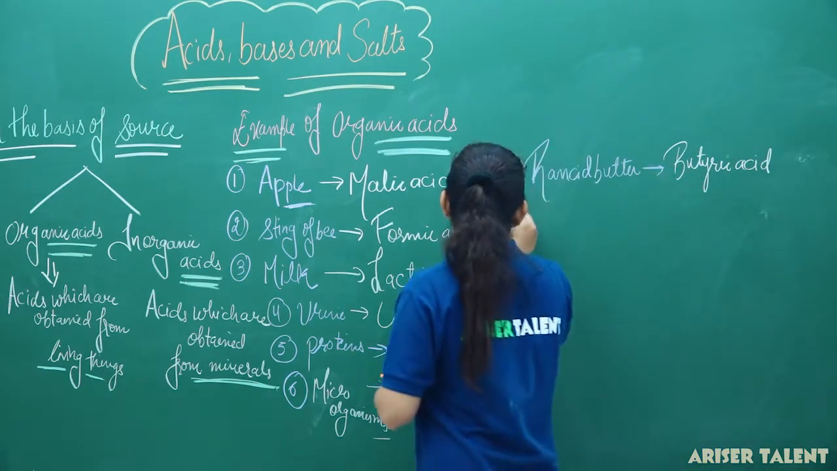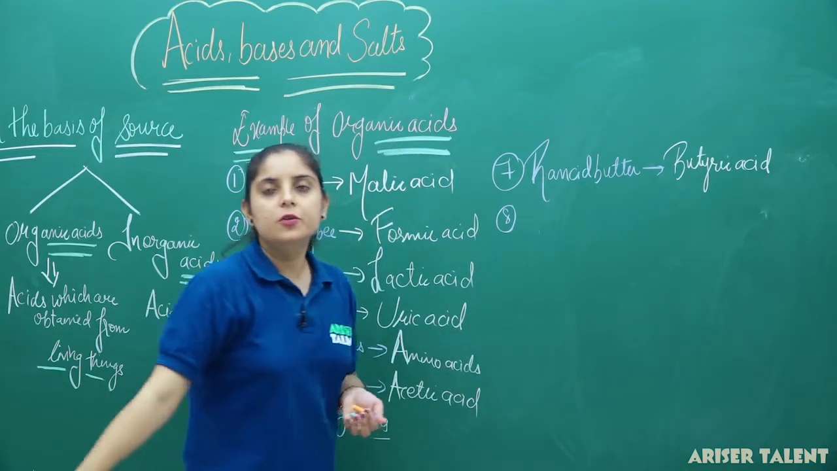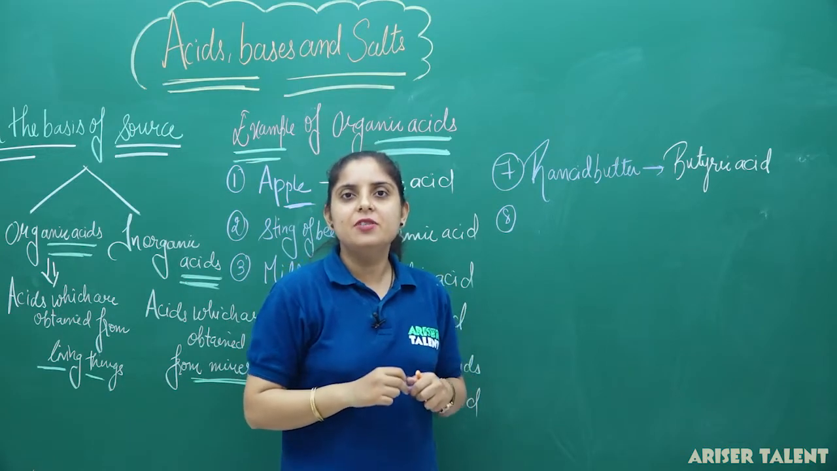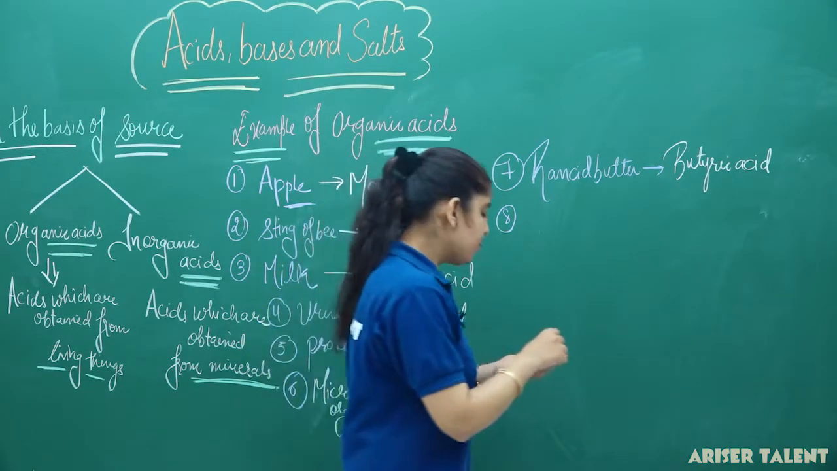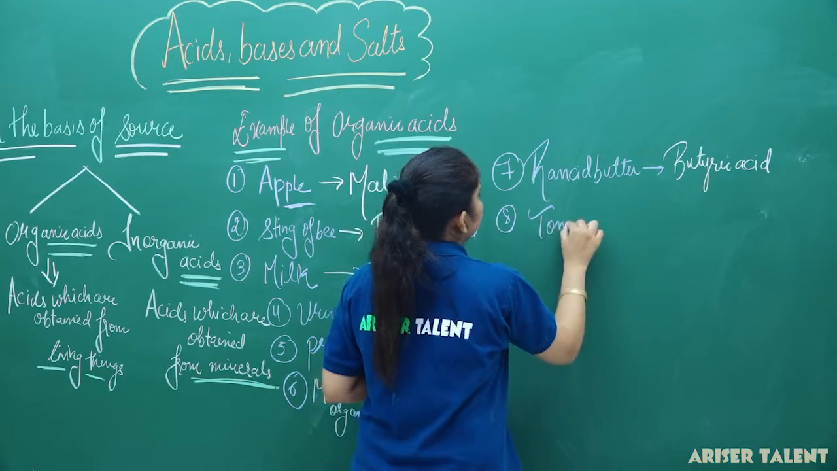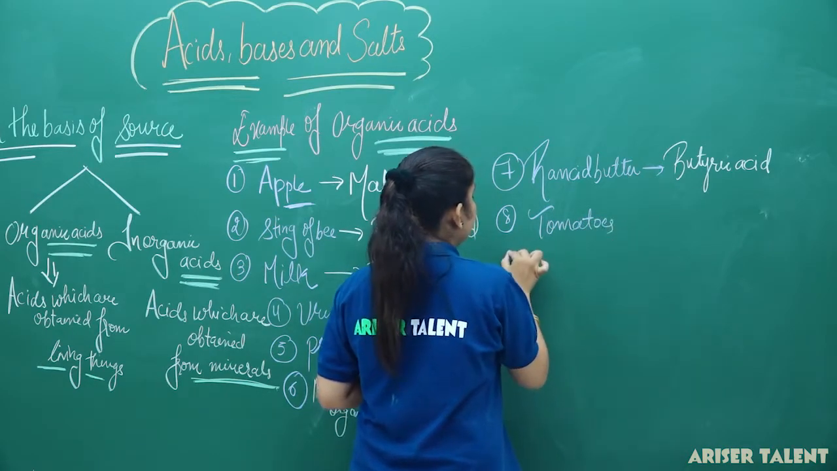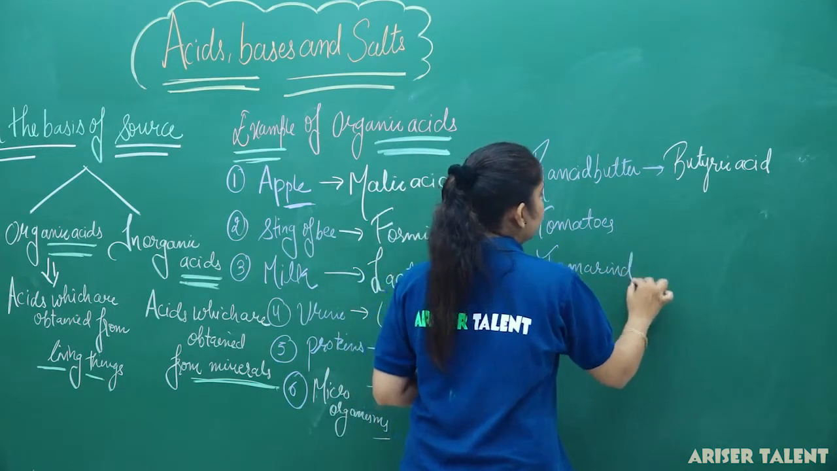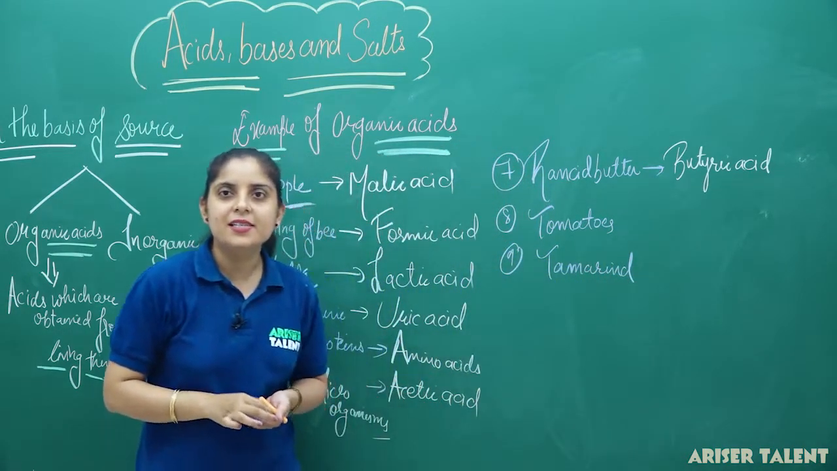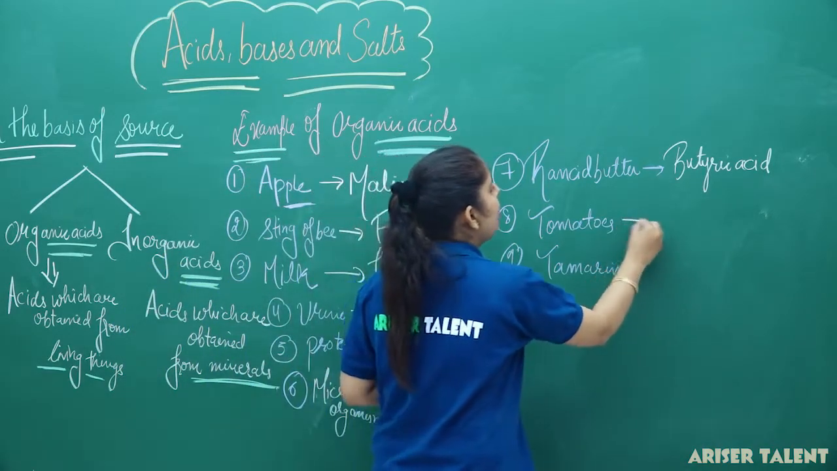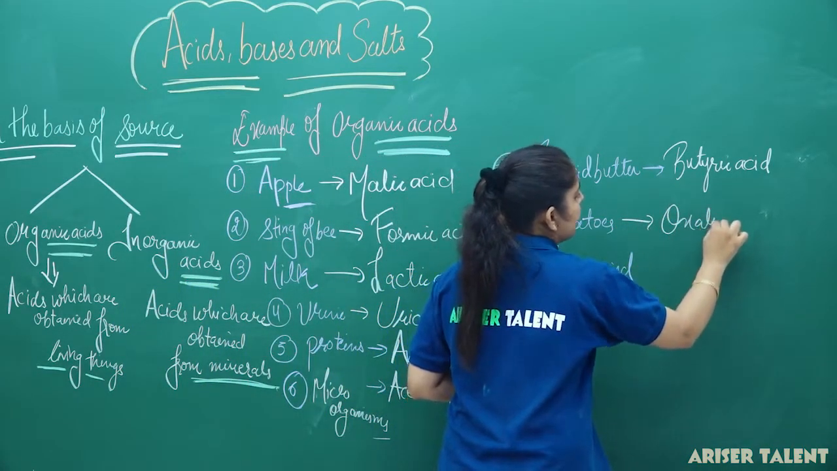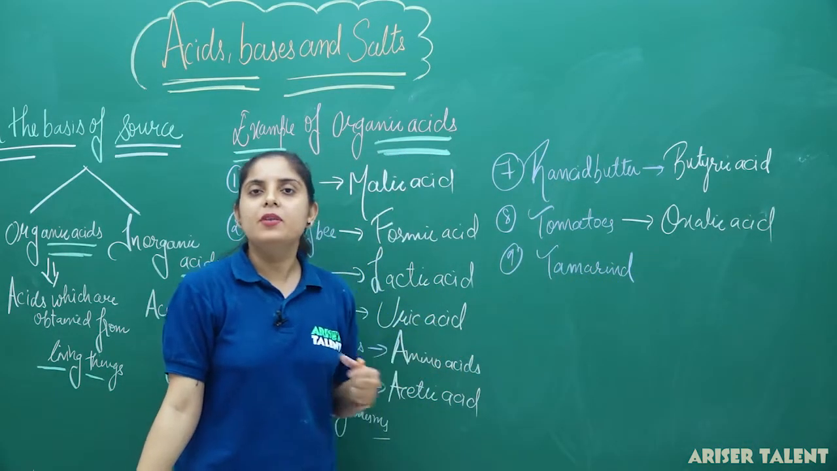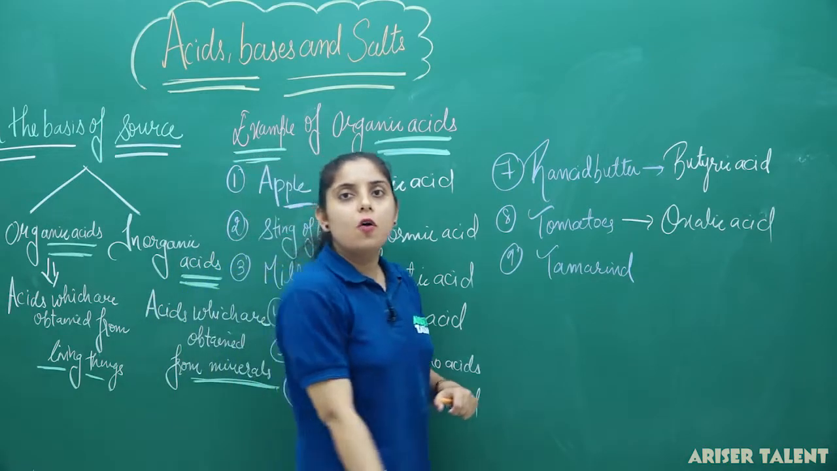The next type of acid you can obtain from tomatoes. Tomatoes also consist of some sort of acid. One is in tomatoes and the other one is tamarind. You know that tamarind and tomatoes are also sour in taste, so they are going to consist of some sort of acids. So in tomatoes you have oxalic acid. Which acid? Oxalic acid. But if I am talking about the tamarind, tamarind consists of tartaric acid.